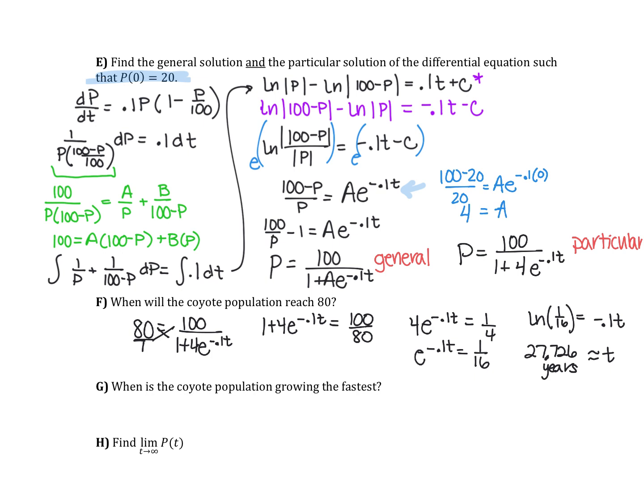All right, so when is the coyote population growing the fastest? Well, we said that the population grows the fastest if we take the carrying capacity and divide it by 2, so at 50. And then we said that time is going to be when we have 1 divided by that constant, that k, times the natural log of 4. And when we do this math, we get t is approximately 13.862.